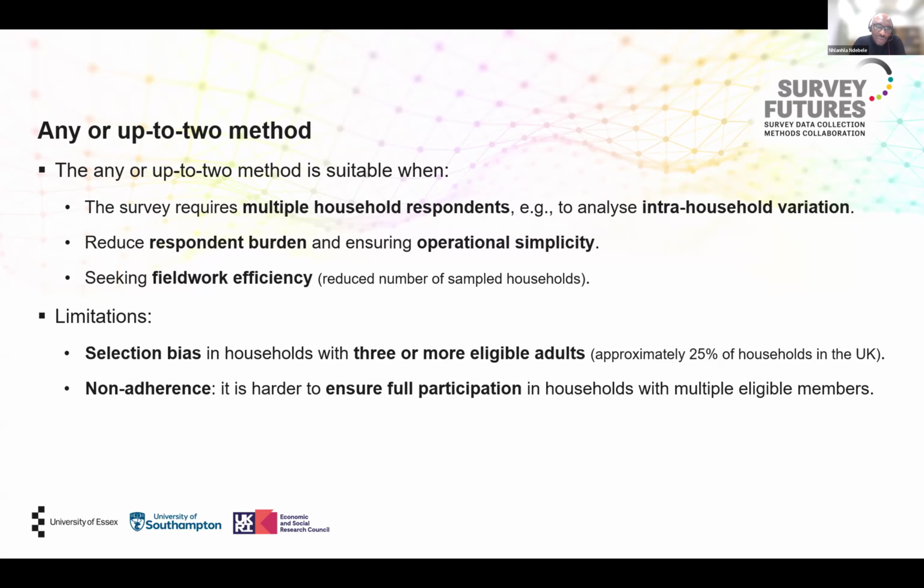The limitations associated with this, of course, is that you have some selection bias in households with 3 or more eligible adults. Plus, you also get some non-adherence within those households. It is harder to get full participation in households where you have multiple eligible members and you're selecting multiple people. So some will not respond.